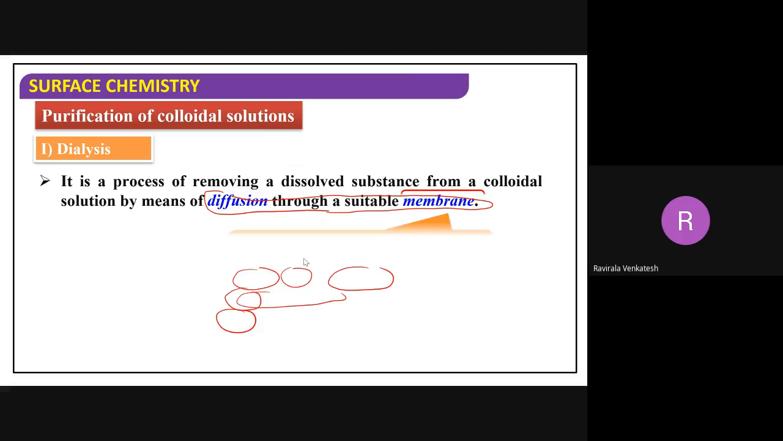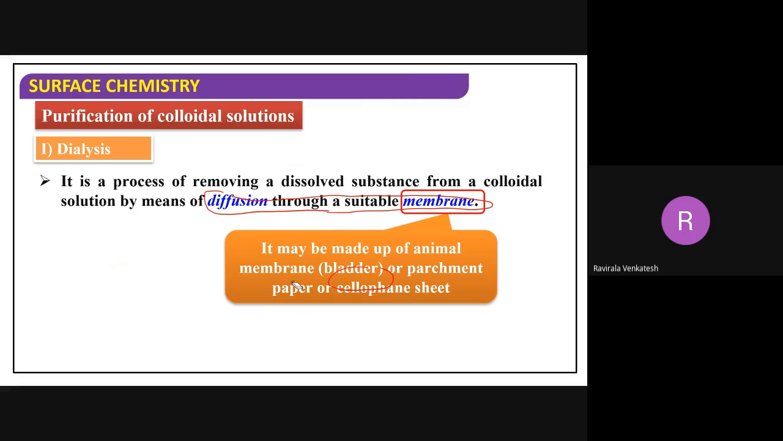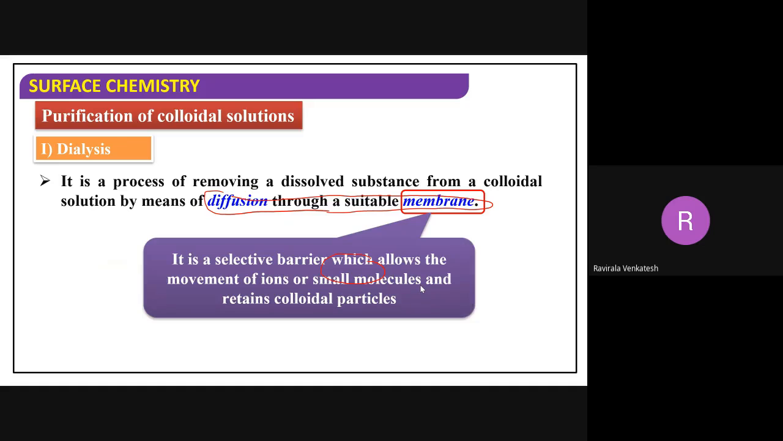Let me discuss in detail again. The membrane may be an animal membrane, parchment paper or cellophane sheet. Through this, the diffusion will take place from high concentration to low concentration. Animal membrane or bladder, parchment paper or cellophane paper is a medium through which diffusion takes place. It is a selective barrier which allows the movement of ions or small molecules and retains the colloidal particles.